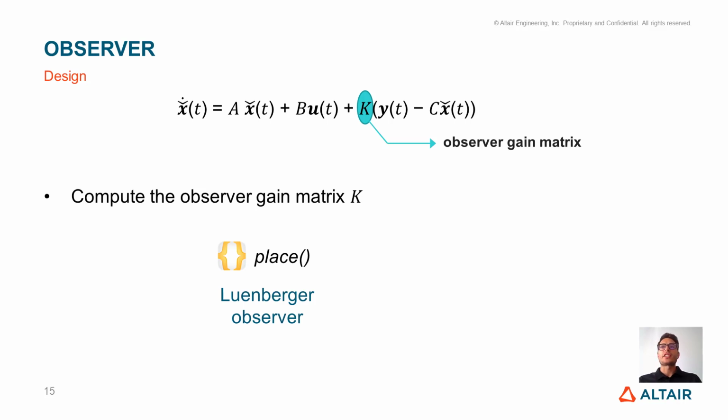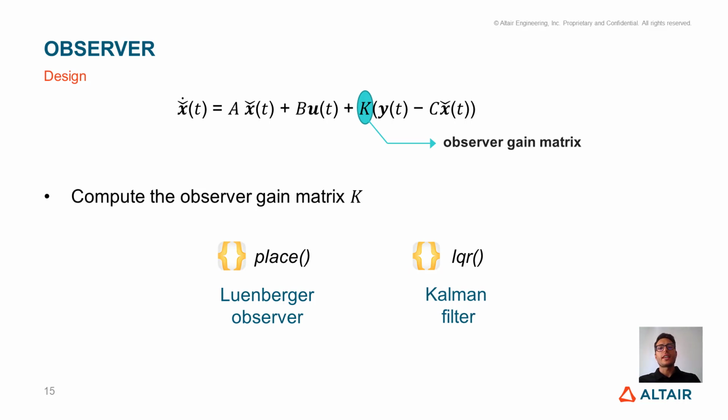Generally, the observer designed this way is called the Luenberger observer. The second function is called LQR. In this case, the user does not have to provide the desired poles as input. In addition to the A and C matrices, he has to provide two weighting matrices, usually referred to as Q and R matrices, which are used in a minimization problem solved by the LQR function. Also in this case, the function returns the K matrix.